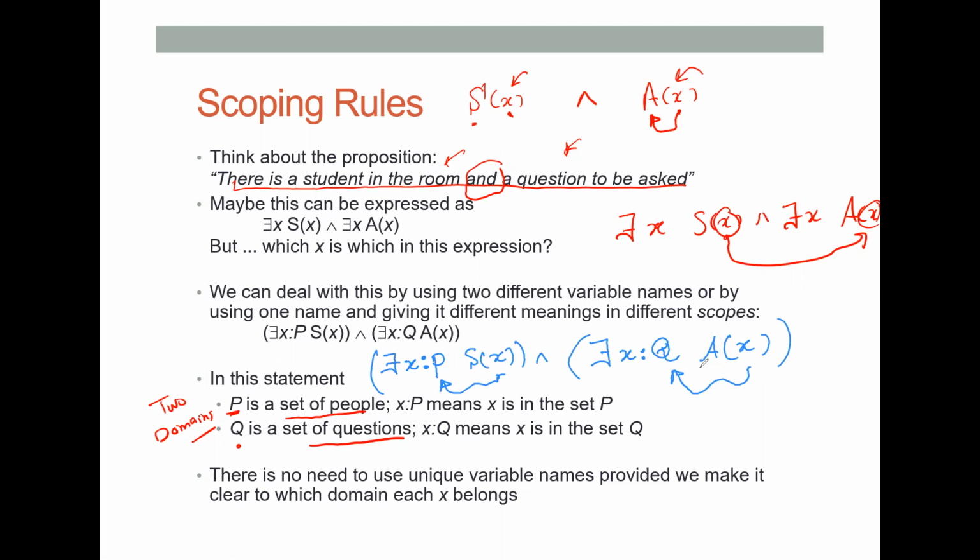So if you have more than one domain, guys, you need to explicitly specify the domain. And in order to specify the domain, we need to use the colon between the variable and the domain, guys. Okay, great.